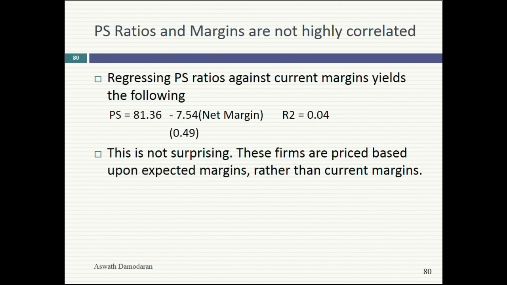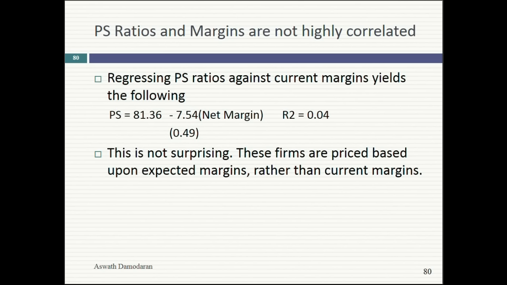Undaunted, I decided to run the regression. I knew what I was going to find, and I found exactly what I expected, an R squared close to zero, and a regression with very strange output. Very strange output in what sense? Price to sales ratio is 81.36. This is the revenue multiple. That's your base. 81 times revenues is what you're starting with. And every 1% increase in my net margin reduces my price to sales ratio by 0.0754 or whatever it works out to.